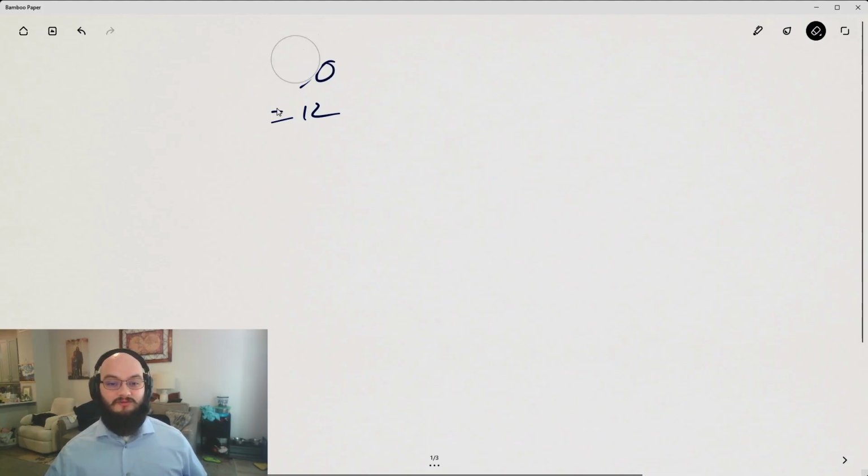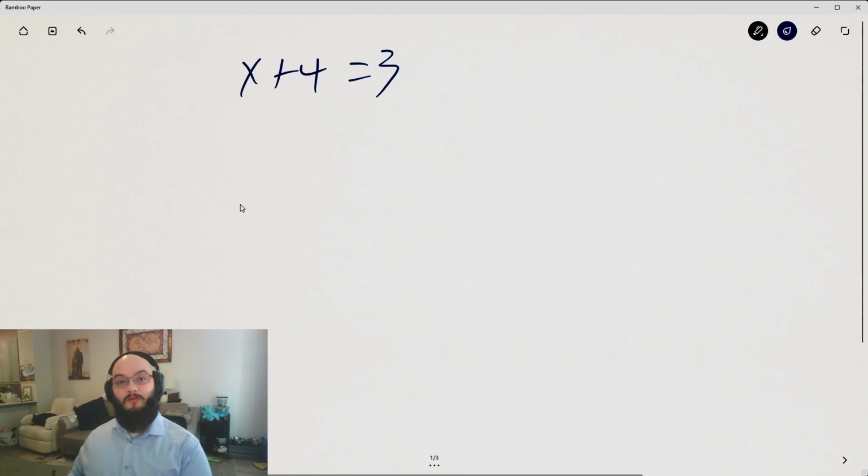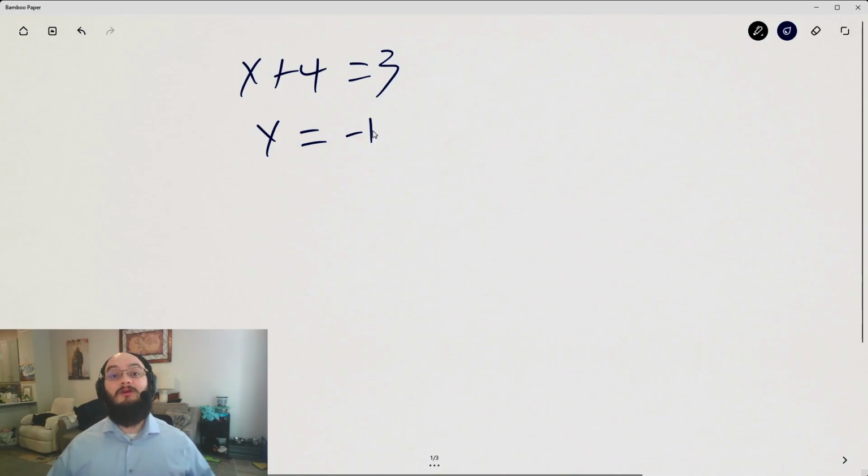One note about using the elimination method: whenever we're working with any equation, say x plus 4 is equal to 3, whatever we do to the left side of the equation, if we do the same thing to the right side of the equation, we'll still have the same thing. If I subtracted 4 from both sides, I'd get x is equal to -1. I can do that as long as I do the same thing to both sides. When we use our elimination method, we're going to be adding two equations together.